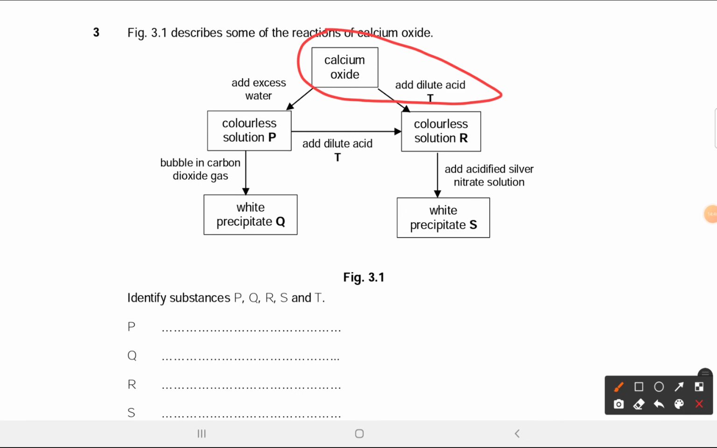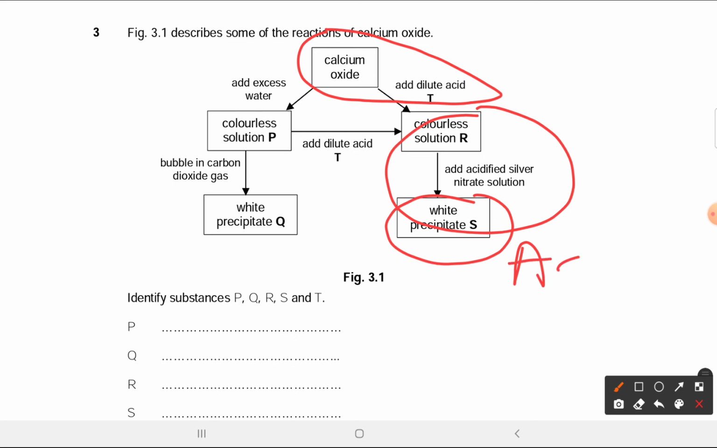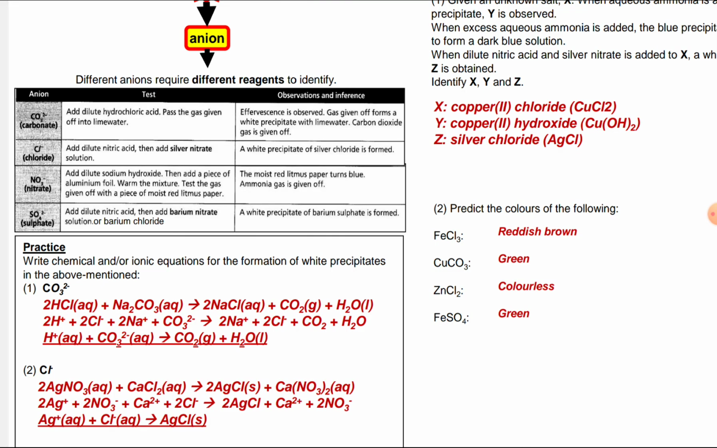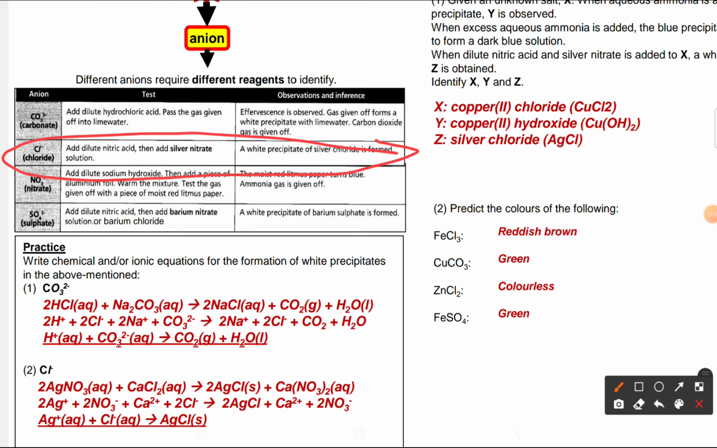I don't know what that is yet. And then after that, this part will tell you colorless solution R, add acidified silver nitrate solution. Again, add acidified silver nitrate solution is the same as add dilute nitric acid followed by silver nitrate. So this is a test for chloride, and the white precipitate is the silver chloride. I'm actually talking about this part. So the white precipitate is the silver chloride.